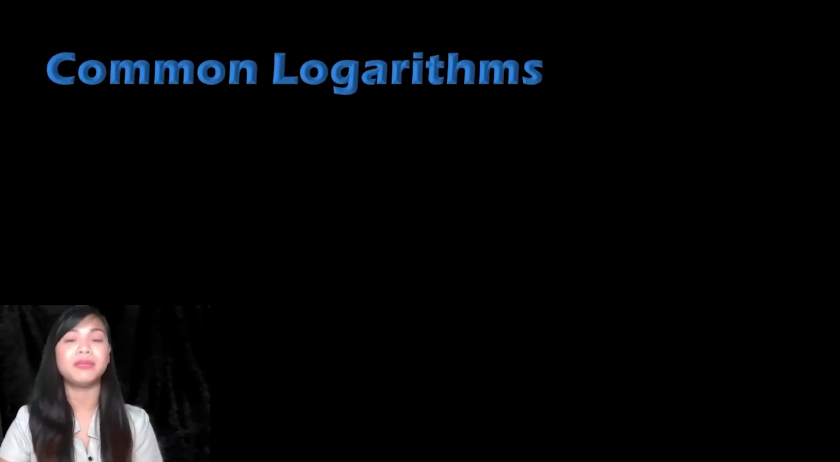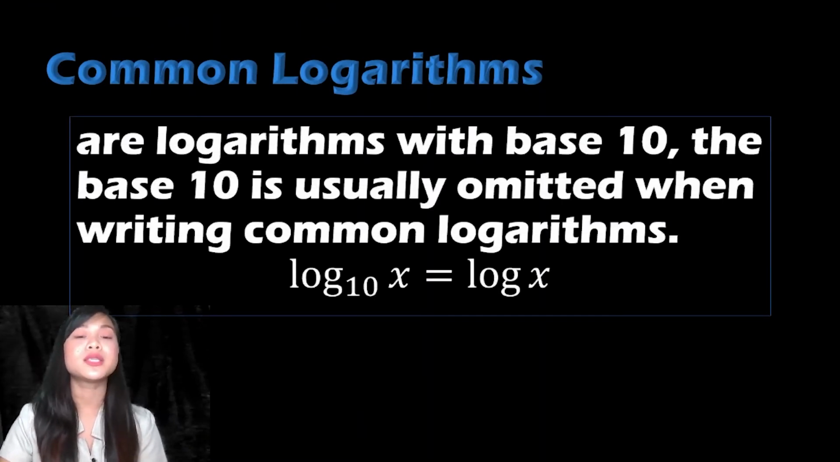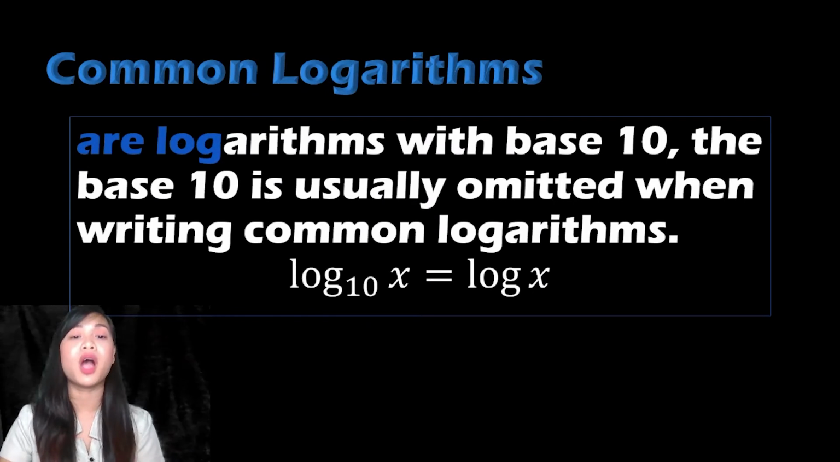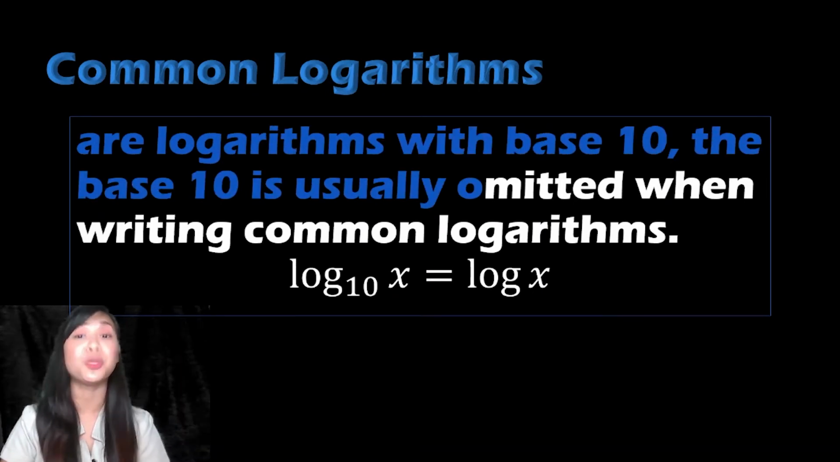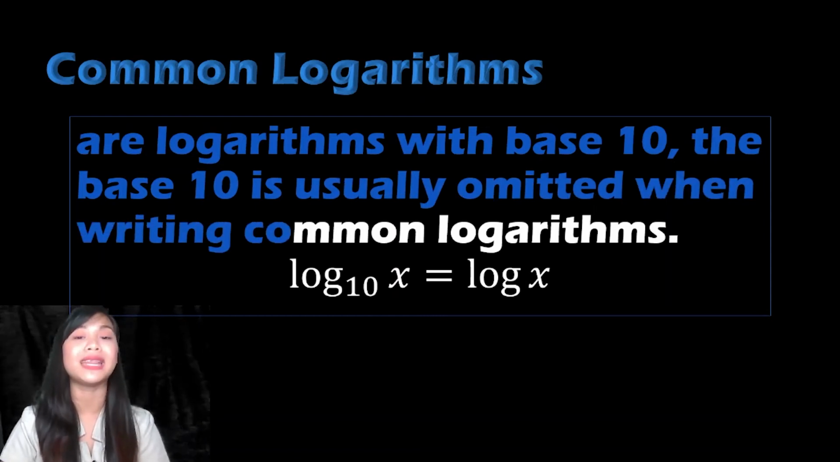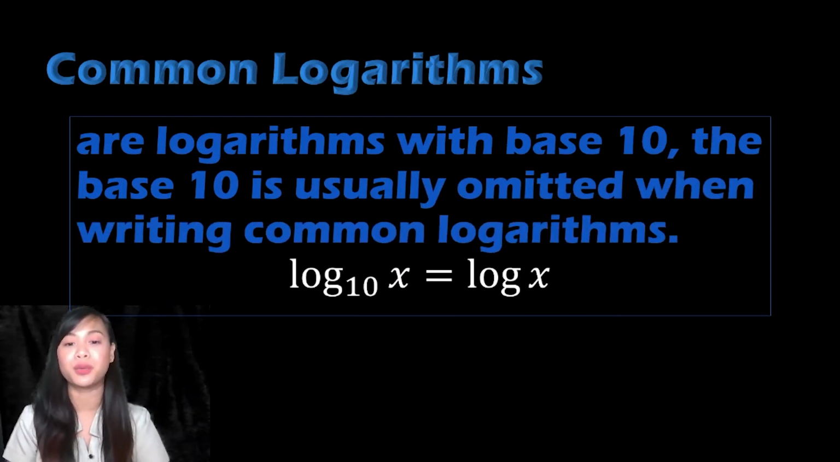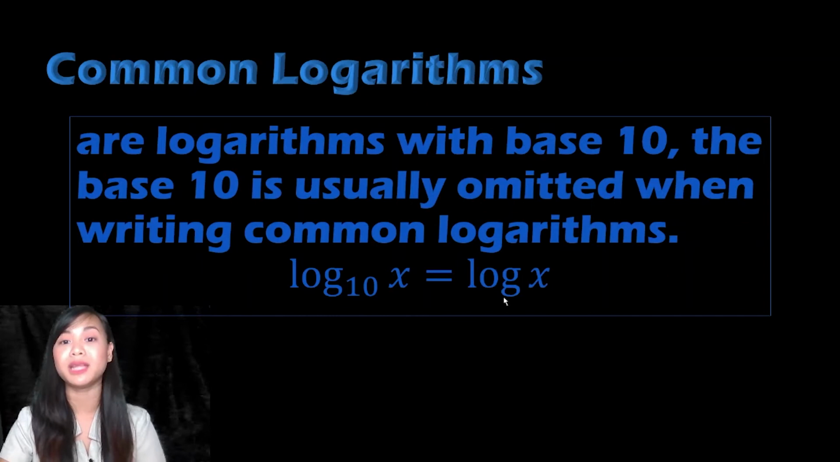So we have what are called common logarithms. What is this? Common logarithms are the logarithms with base 10. The base 10 is usually omitted or removed when writing common logarithms. So we have here log base 10 of x equals log of x. Simply, it becomes log x. So that is called the common logarithm. So don't forget that your base is 10.